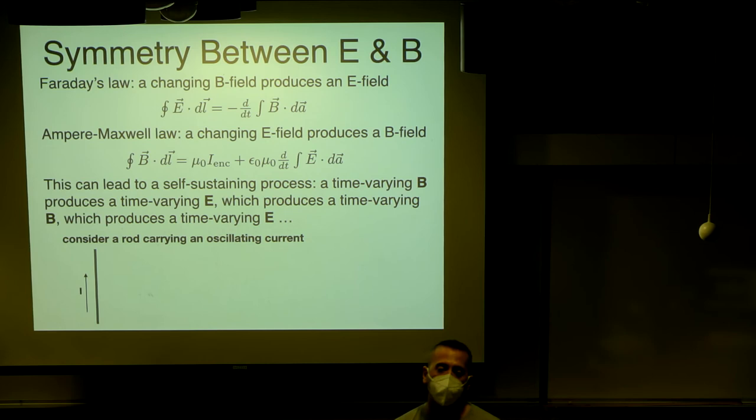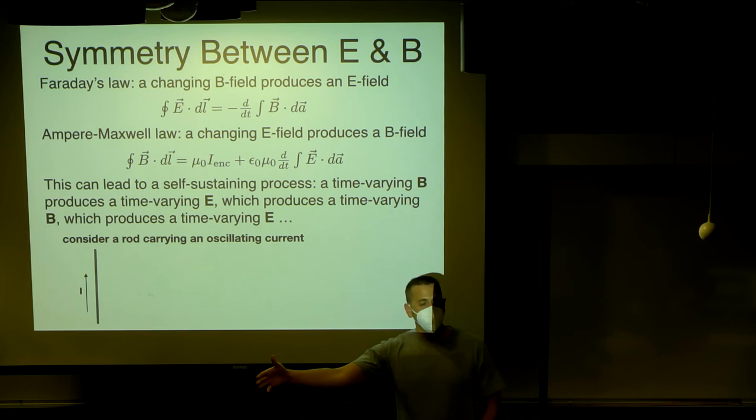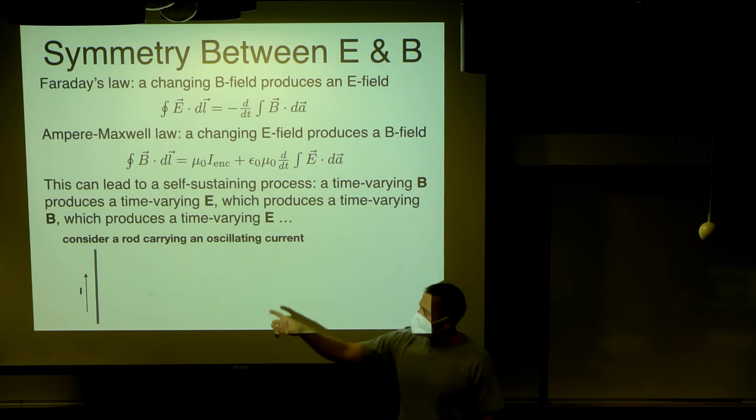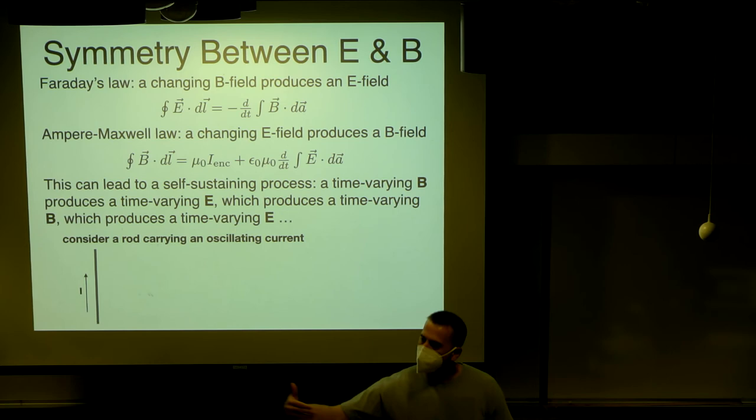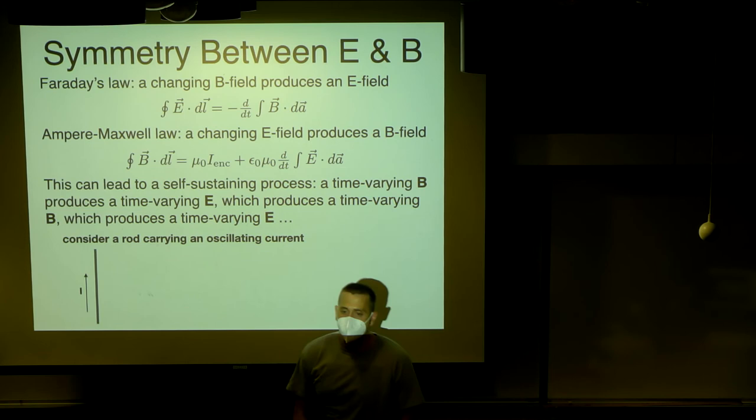And there's some nice symmetry in those equations, right? A changing E field gives you a B field. A changing B field gives you an E field. Let's take that to its logical conclusion, right? That can create a sort of self-perpetuating process. Let's say we have a B field that changes over time. That's our starting point. Okay?